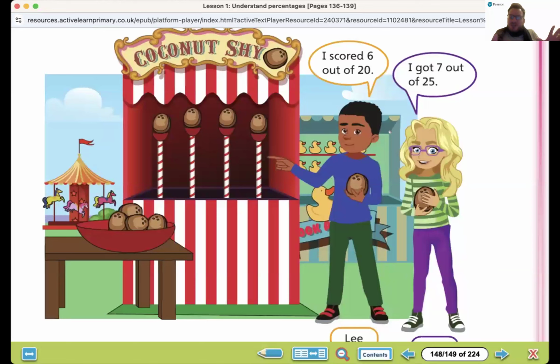So before I've even shown the questions, we've done some orientation into the problem. But as a teacher, I've also looked at it and thought, why has the author written this like this? Why is it 6 out of 20 and 7 out of 25? Is it just randomly chosen because they want more practice? Or is there something deeper going on here? And so I just wanted to highlight that before I share my PowerPoint.